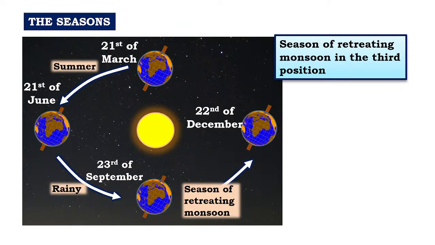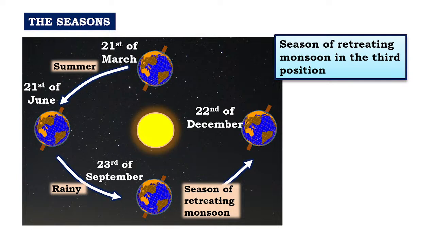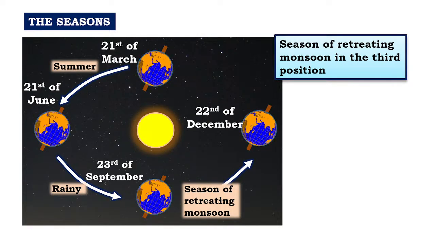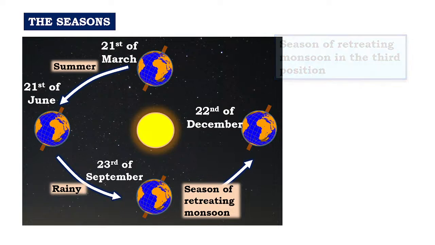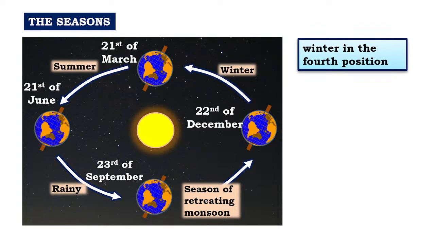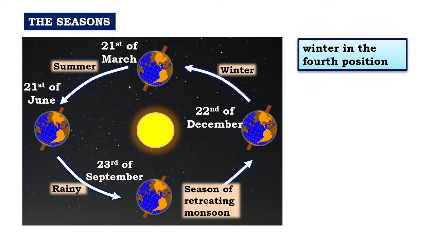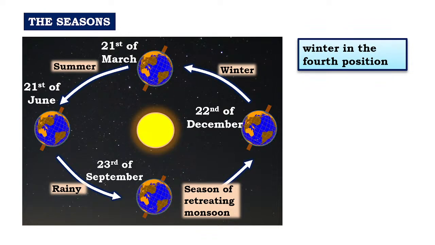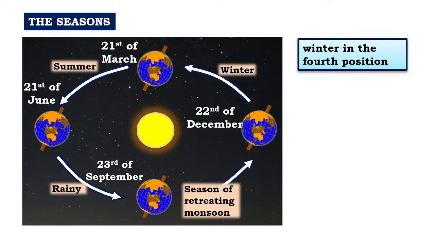Then you have the retreating monsoon, 23rd September to 22nd of December. In the retreating monsoon, Tamil Nadu will get more rain. Okay, Andhra, Tamil Nadu, West Bengal, these states will get more rain. And finally, 22nd December to 21st March we have winter season. Do you all understand? And what happens on 21st March, the winter is going to get over and summer is going to come.